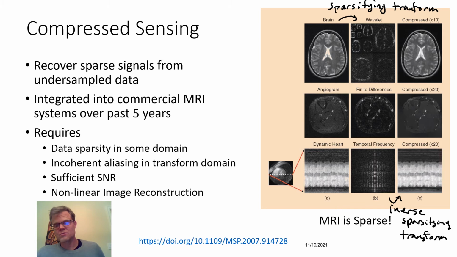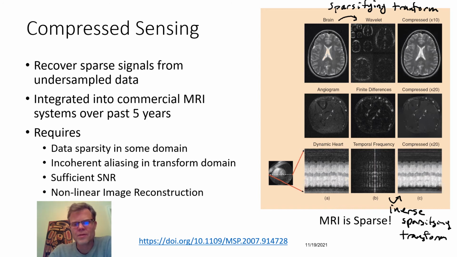Or dynamic imaging as well. If we have a repetitive motion and we take the Fourier transform of that repetitive motion, then we see that it really compresses the signal. Again, we see just a lot fewer bright pixels in the image, meaning that it's been well compressed. So that's what this first requirement is referring to: we need data sparsity in some domain. Wavelet is a very common one, finite differences as well. And this turns out to be true for almost all MRIs.